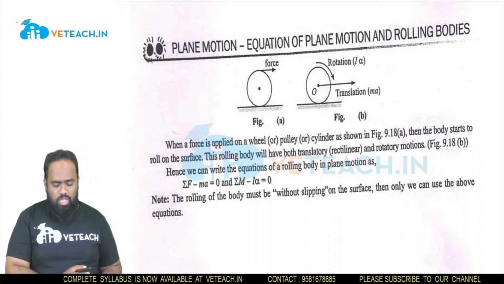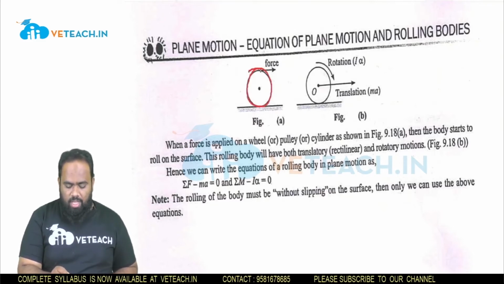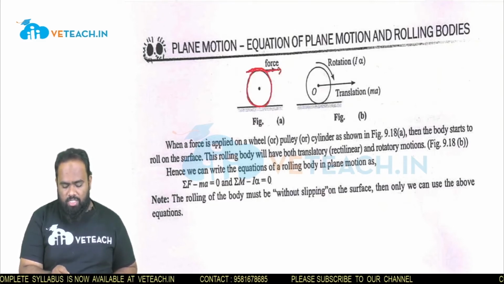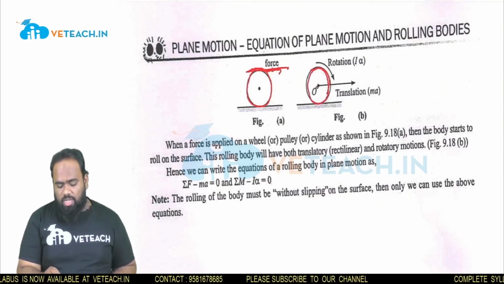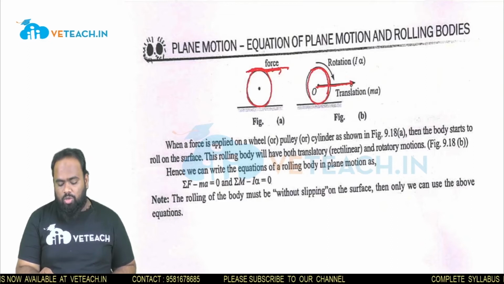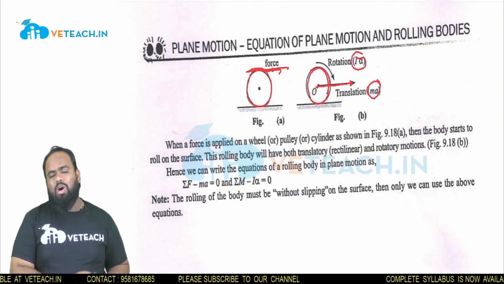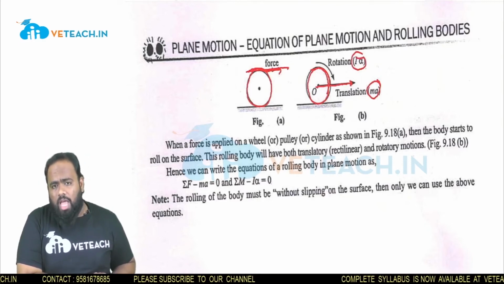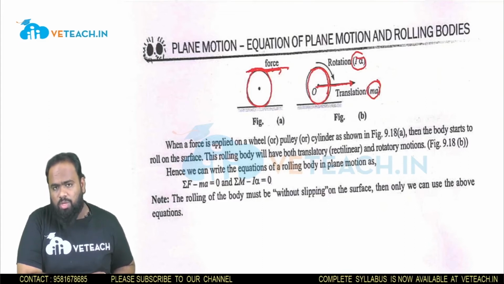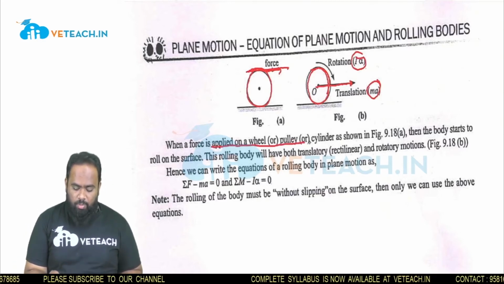Clear? Here, for example, take the figure. This is a wheel, and if you apply a force horizontally on it, it will start rotating and parallelly go linearly also. Linear motion is nothing but mass into acceleration, and rotary is nothing but I into alpha, where I stands for moment of inertia and alpha stands for angular acceleration, m stands for mass of the body and a stands for linear acceleration.